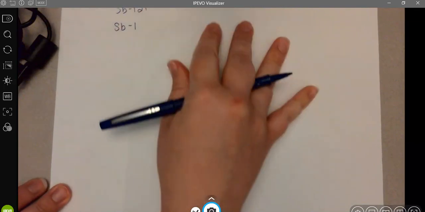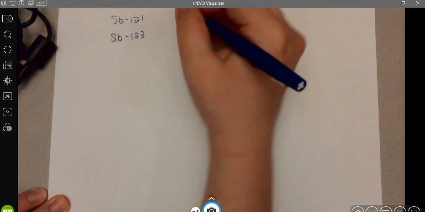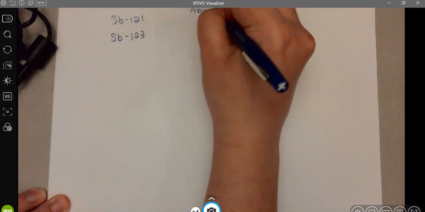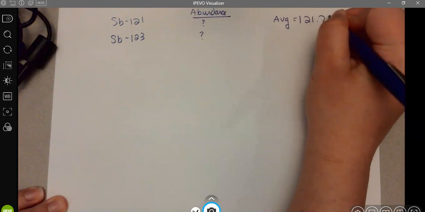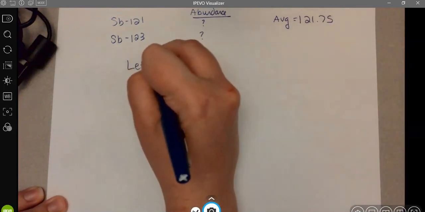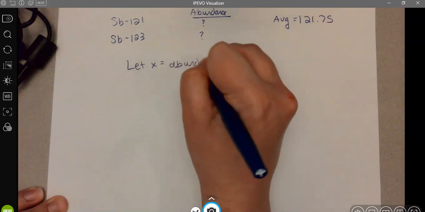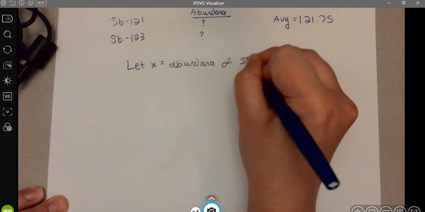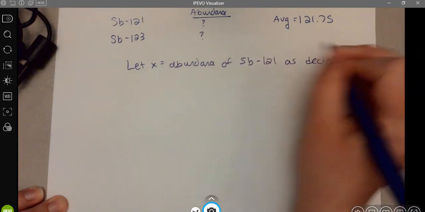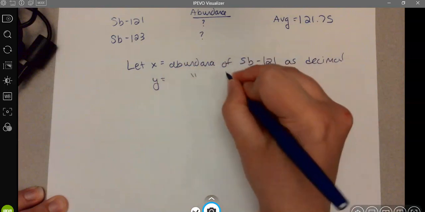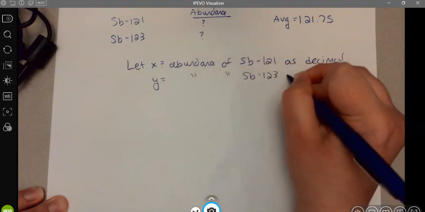Okay, so these are our two isotopes. I don't know their abundances, and I know that the average atomic mass is 121.75. Okay, so let's let x equal the abundance of 121 as a decimal, and y equal the abundance of 123 as a decimal.